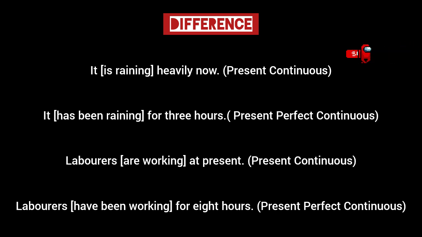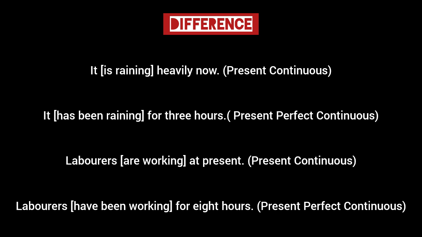In the sentence, laborers are working at present, the present continuous verb are working shows that the workers are working at the moment. However, from this tense, we cannot understand when they began to work or how long they have already worked. But now see the last sentence. Laborers have been working for 8 hours. Here the verb have been working is in present perfect continuous tense. The structure is different. From this tense and also from the adverbial phrase for 8 hours, we understand that they began to work 8 hours ago, they have already worked for 8 hours and they are still working.